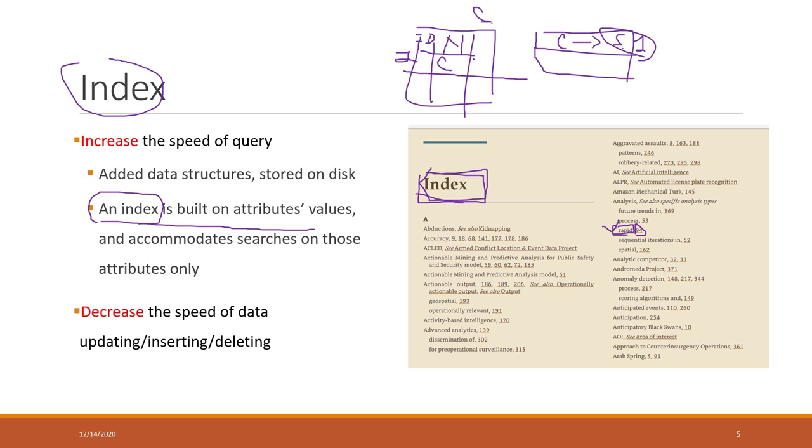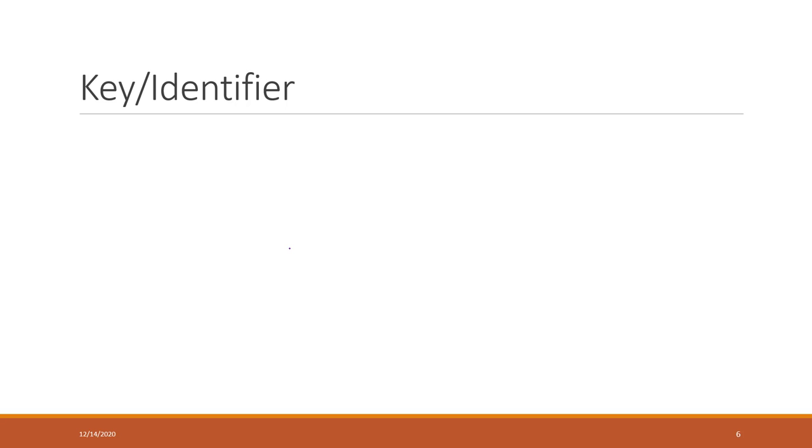However, you should not add an index to all the columns and all the tables, because on the other hand, it will decrease the speed of updating, inserting, or deleting records. For example, for the student table, every time we insert new records, the database needs to update the index as well. So you just need to index the columns that you need.